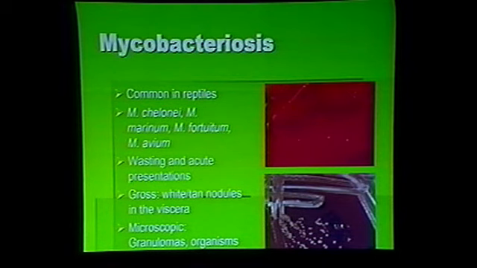Typically, the gross lesions are white tan nodules in the viscera, and the microscopic lesions are discrete granulomas, and organisms are usually numerous in the acid-fast stain slide. At the gross level, the lesions are small, nodular white foci in the viscera. Generally, the lesions are smaller than the granulomas seen in mycobacteriosis in mammals.